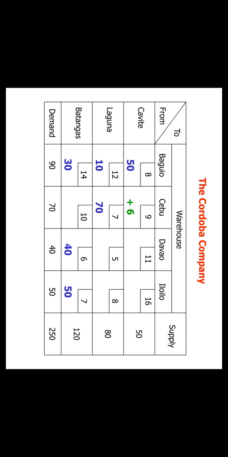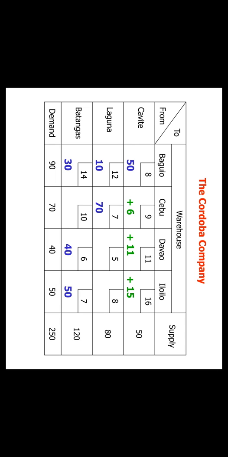Next is the unused cell with a cost of 11, the closed path of which would be from 11, you go down to 6, left to 14, up to 8, back to our 11. Then in terms of improvement index, you have plus 11 minus 6, which is positive 5, plus 14, which is positive 19, minus 8 is positive 11. Next is the unused cell with a cost of 16, the closed path of which would be from 16, you go down to the used cell with a cost of 7, go left to the used cell with a cost of 14, go up to the used cell with a cost of 8, back to our 16. And then for the improvement index, you have plus 16 minus 7, which is positive 9, plus 14, which is positive 23, minus 8 is positive 15.